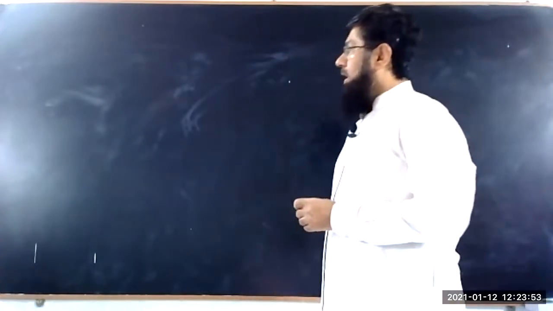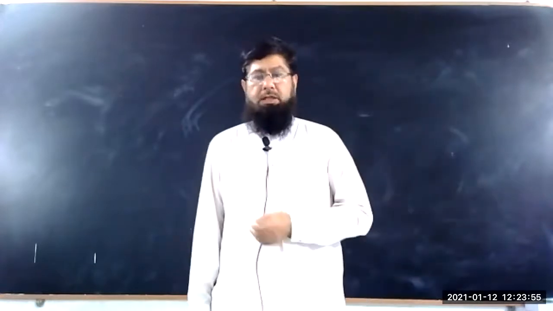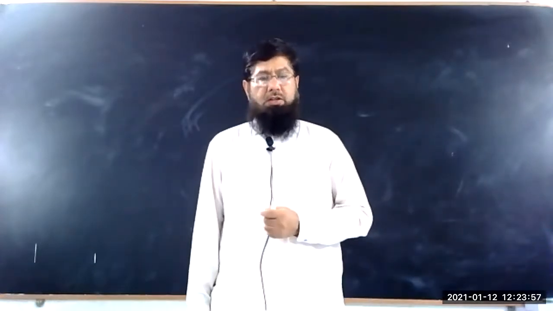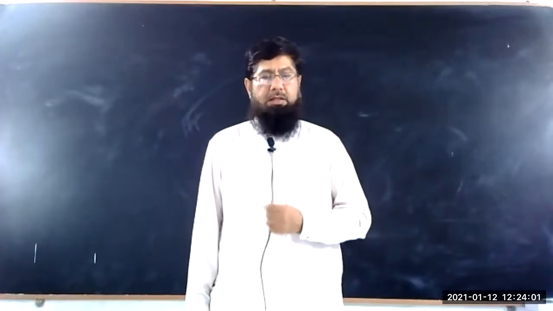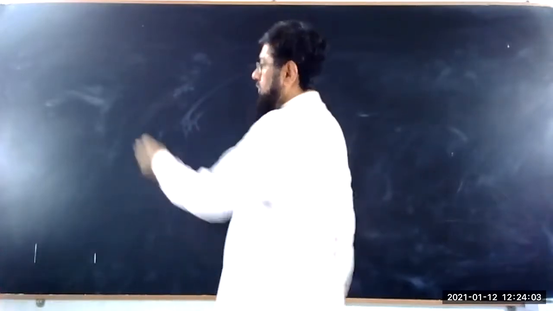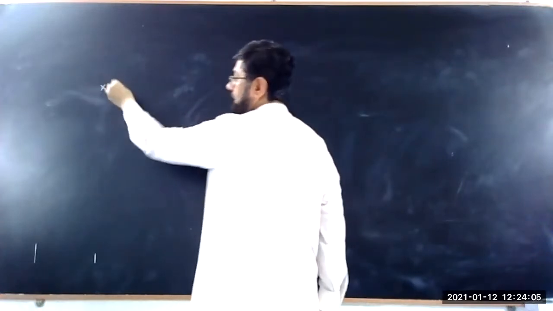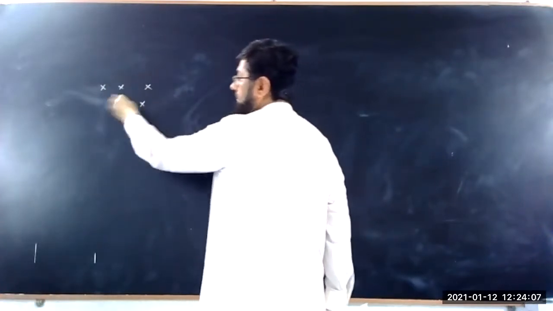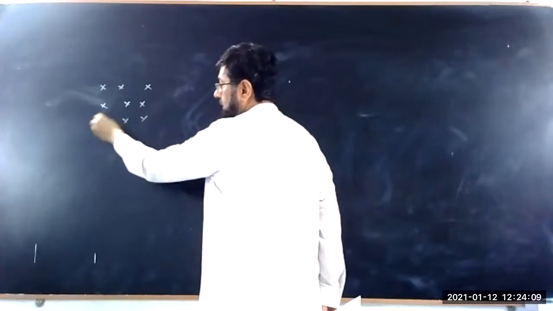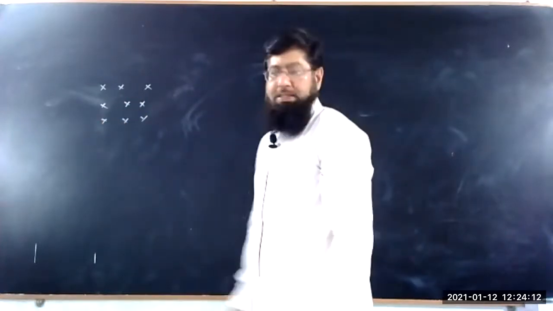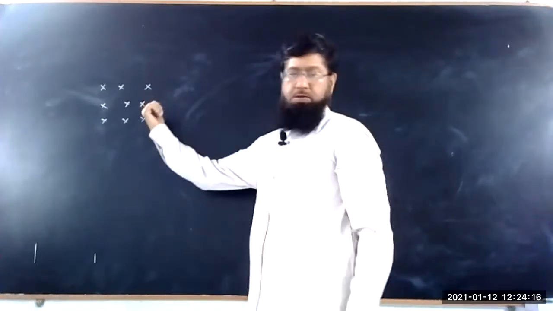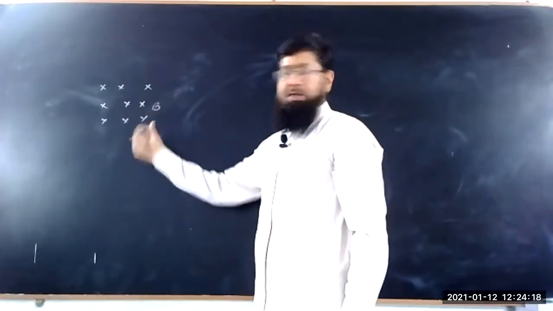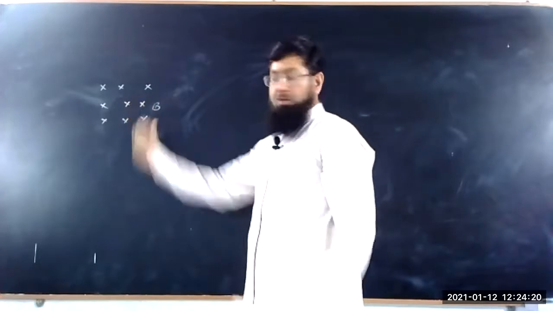Simply, what we have discussed up to date: if the charge is moving in a magnetic field, it will experience a force. If this is the magnetic field, this cross shows that the direction of the magnetic field, B, is inside the page.